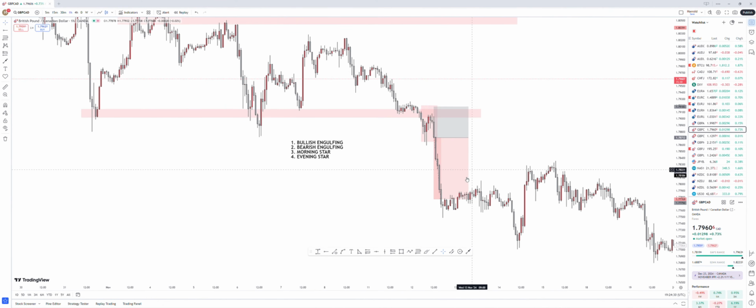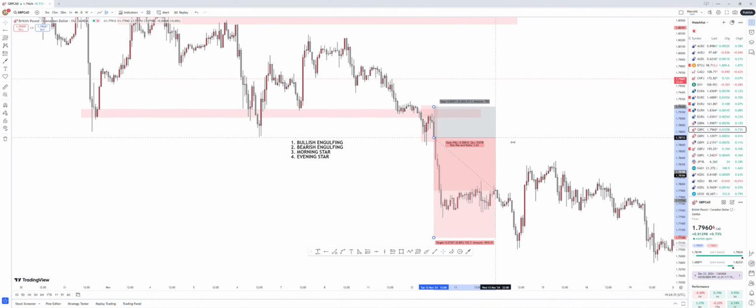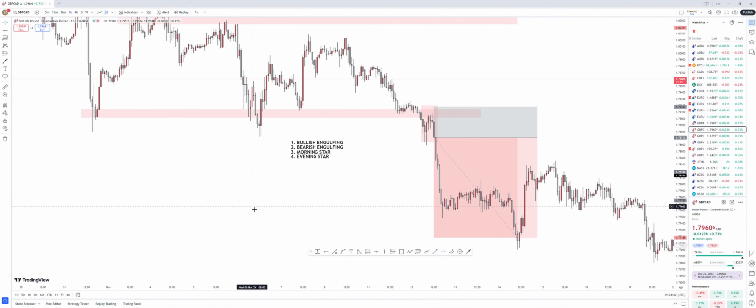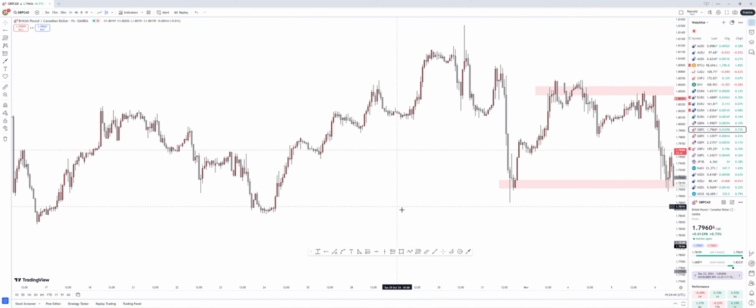Very simple. 1:3 risk to reward, and you can see your take profit is fully smashed. As easy as that, guys. So let's go to our next example and let's see what's up over there.